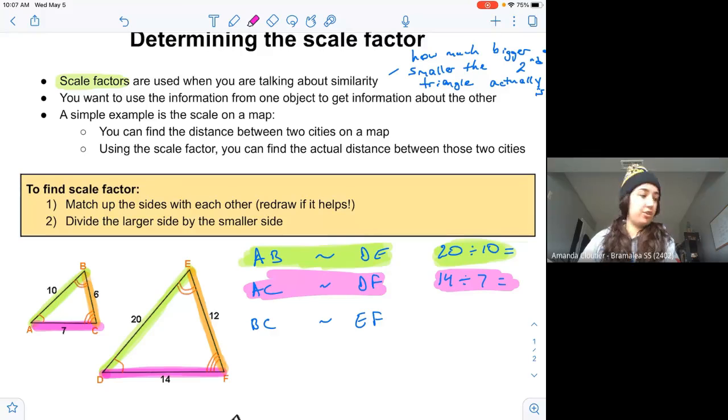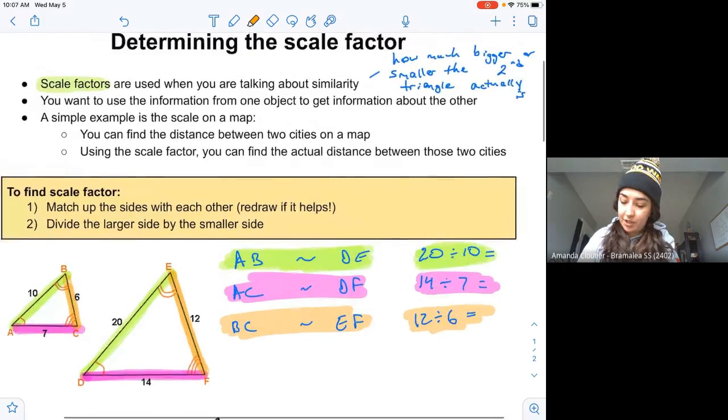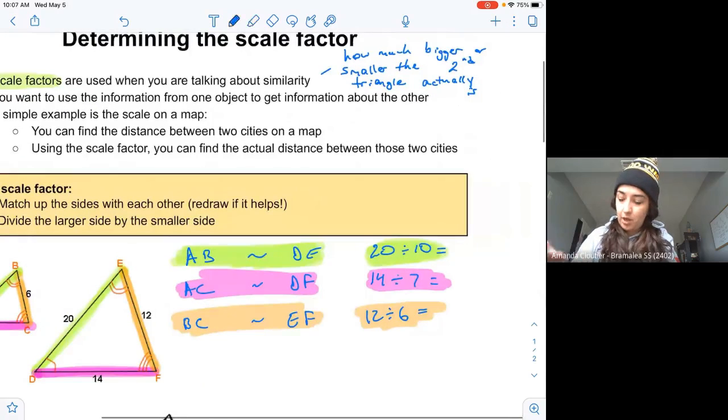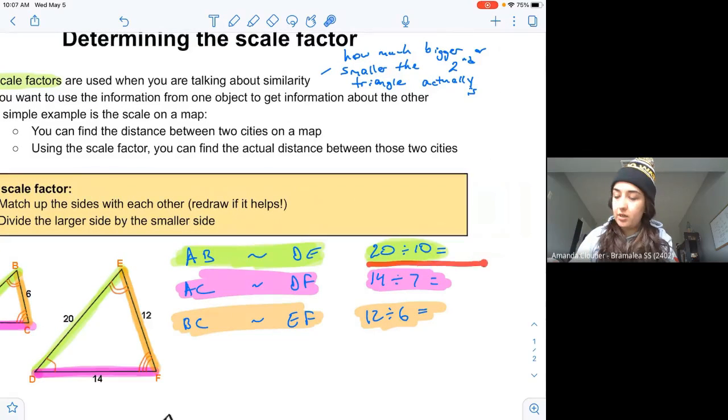What is that last equation going to be? 12 divided by 6. Y'all be killing it. Good. So we're going to take our orange line. We're going to go 12 divided by 6. Okay. Let's actually do this math, shall we? What is 20 divided by 10?